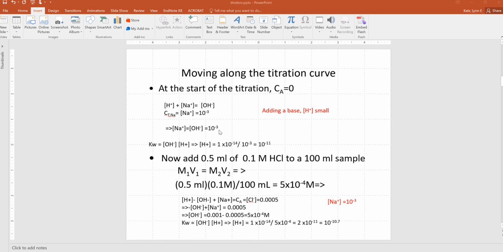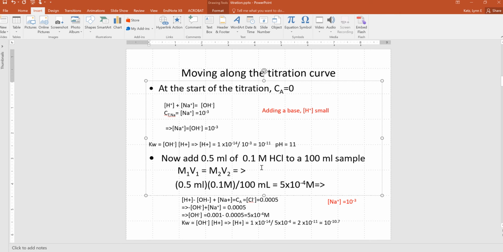Okay, so we now know the Na+ concentration and the OH- concentration. We can find the pH by first finding H+ from the Kw. So Kw is equal to hydroxide ion concentration times the proton concentration. Rearranging, we can write that H+ is equal to Kw, or 10 to the minus 14, divided by 10 to the minus 3 from the hydroxide concentration, and therefore H+ is equal to 10 to the minus 11. And the pH then will be 11. So we have our starting point for the titration.